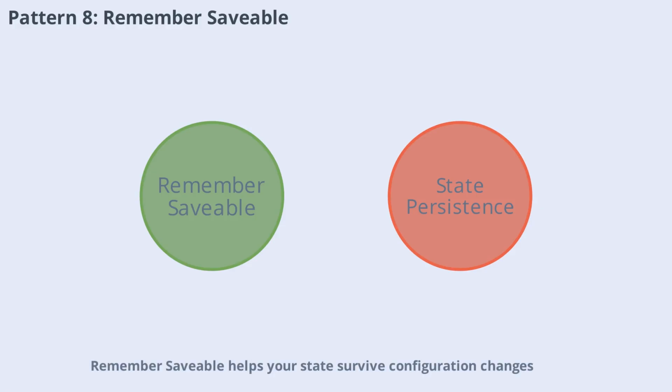Remember, rememberSaveable helps your state survive configuration changes, like device rotation. By using rememberSaveable, you ensure that important values, such as user input, aren't lost. This pattern is essential for a smooth user experience, especially during those stressful deadline weeks. It's a simple way to make your apps more resilient.